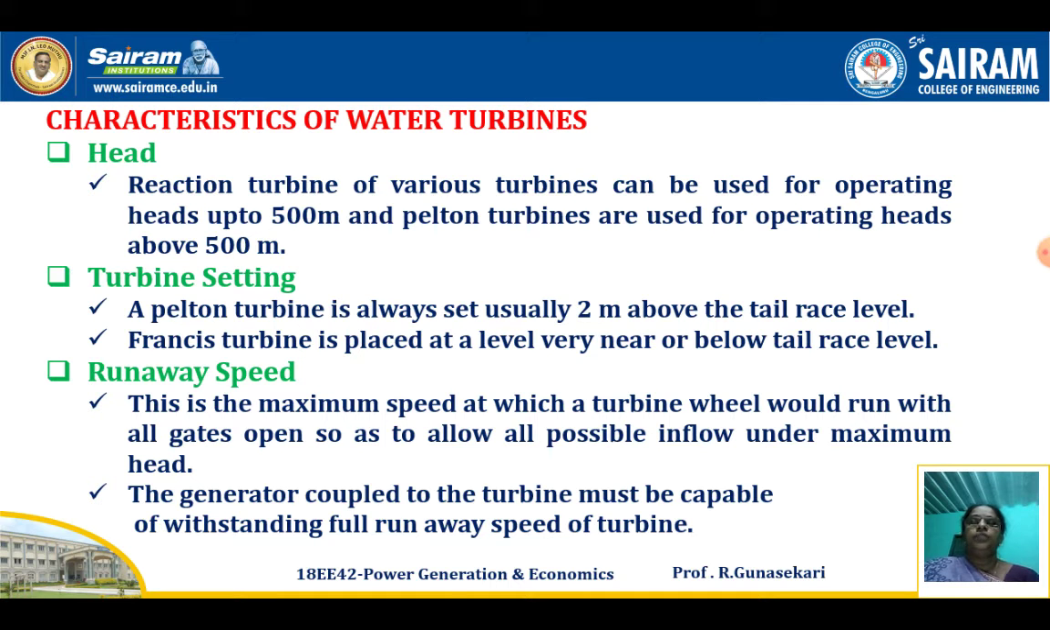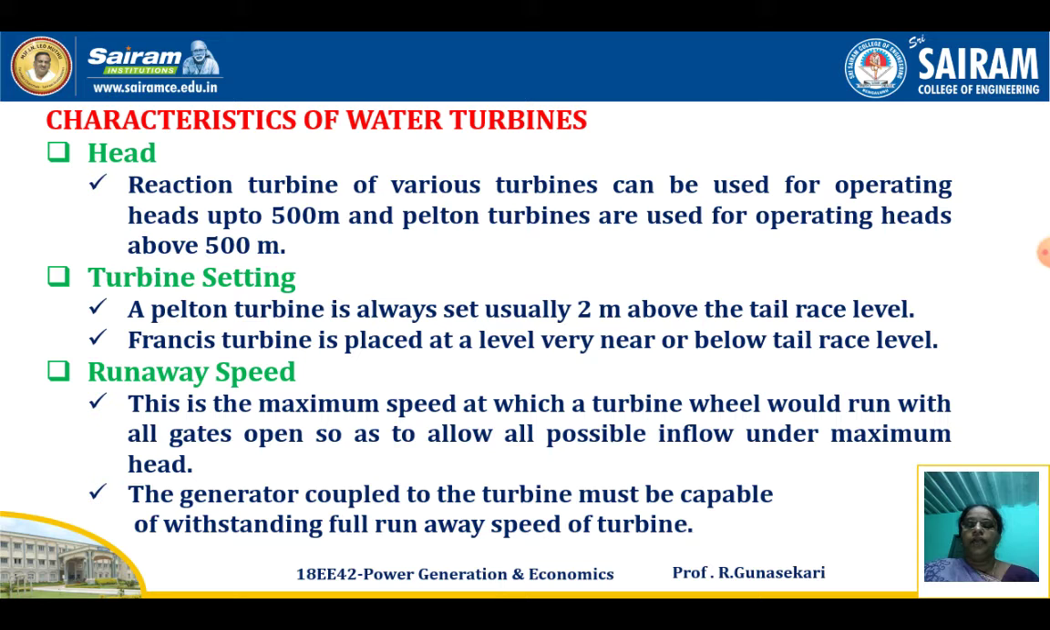Reaction turbines can be used for operating heads up to 500 meters only, and Pelton turbines are used for operating heads above 500 meters. Turbine setting: a Pelton wheel turbine is usually set 2 meters above the tail race level. The Francis turbine is placed at a level very near or below tail race level.